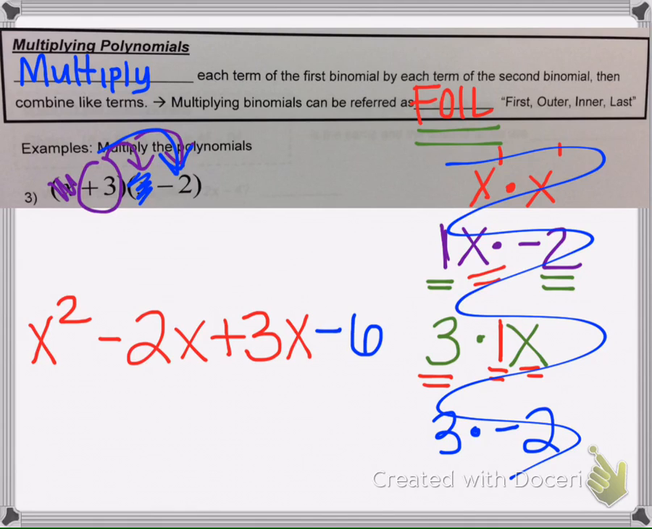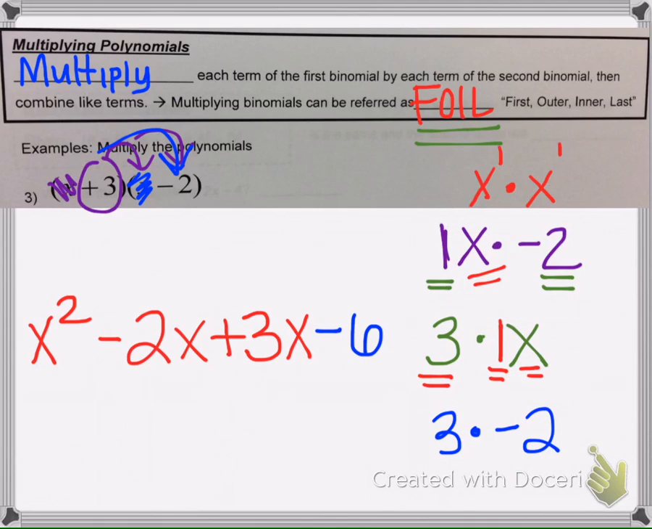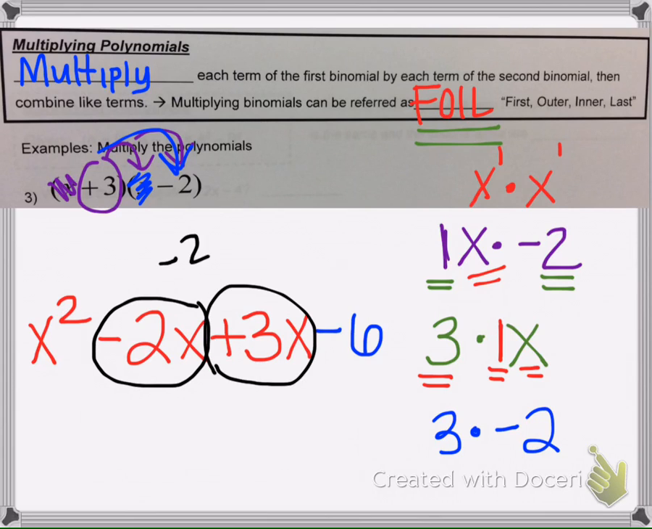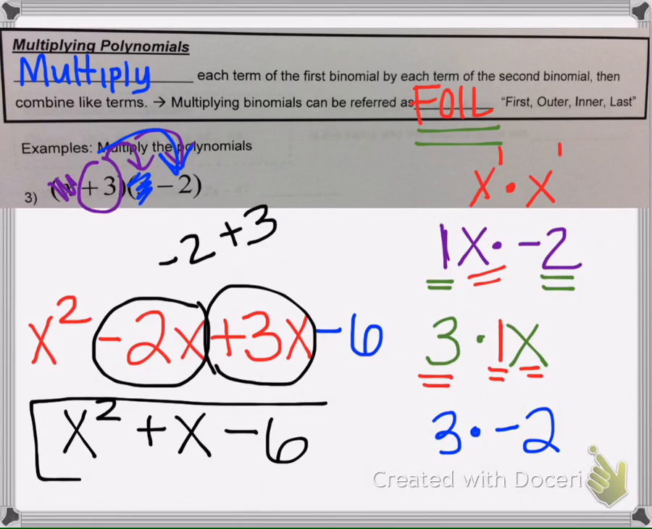Again, this you don't have to show me. That's only for those who it may help. And now we're going to combine like terms. So now we have negative 2x plus 3x. I'm going to figure out what negative 2 plus 3 is, which is 1x. I don't need to put a 1 there. It's implied, so you can get rid of that. So I have x squared plus x minus 6 as my final answer.